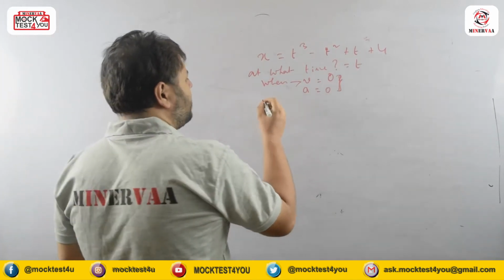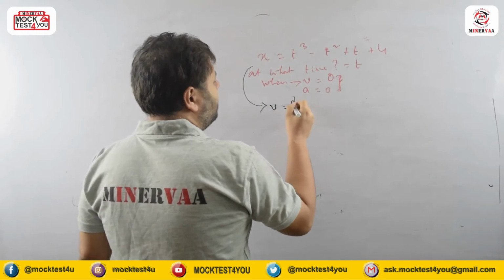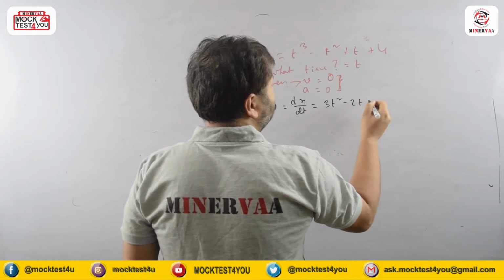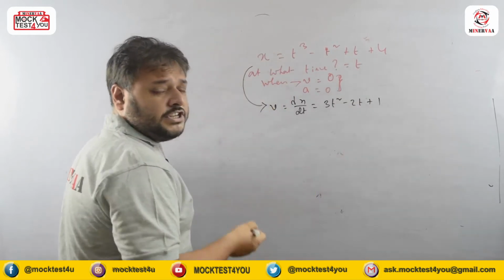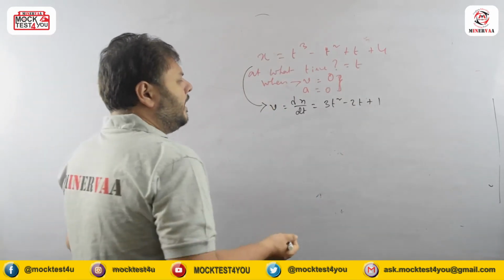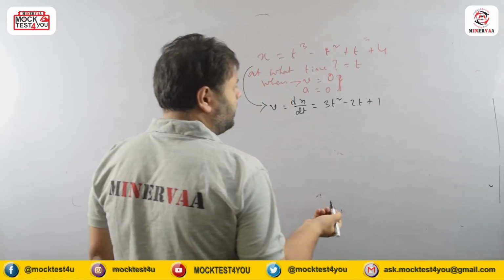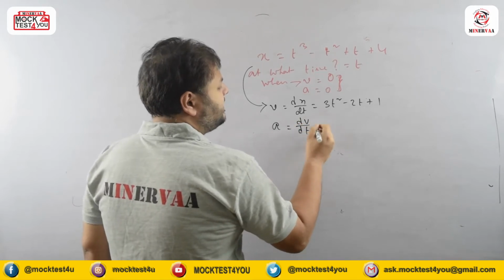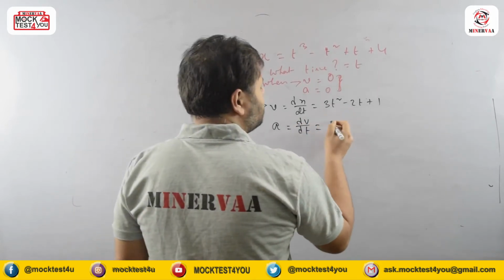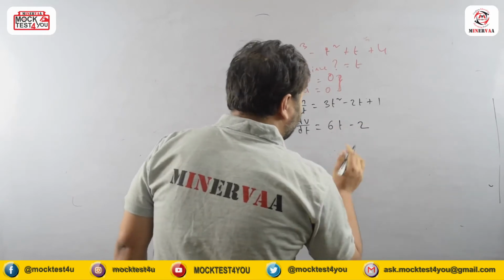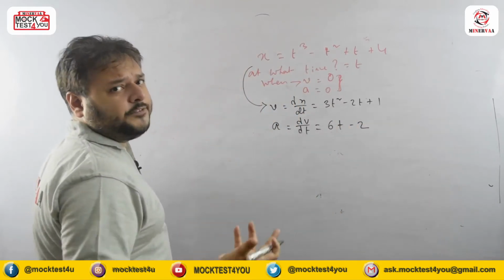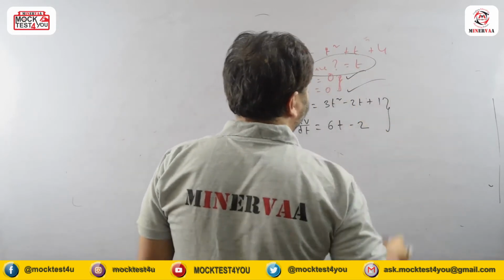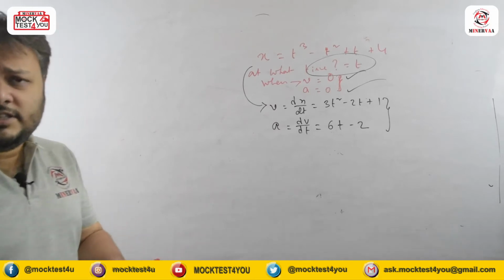Now see, if I differentiate this x, I will get v. So it is dx/dt, which will be 3t square minus 2t plus 1, because the differentiation of 4 has to be 0 here. This is our velocity. Now if I differentiate again, the acceleration is dv/dt, which has to be 6t minus 2. Now what is left for us? We have to find the times when velocity and acceleration are separately 0.